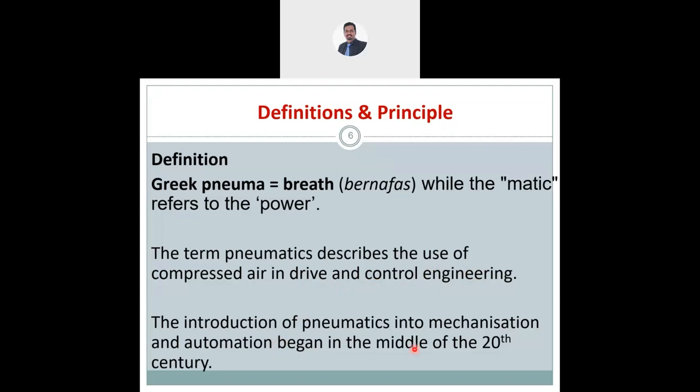The introduction of pneumatics into mechanization and automation began in the middle of the 20th century, meaning the 1950s, 1960s, during the Industrial Revolution 2.0. Now we are in Industrial Revolution 4.0, where we use automation and also cloud to power so many systems. But this was in the beginning of the Industrial Revolution.